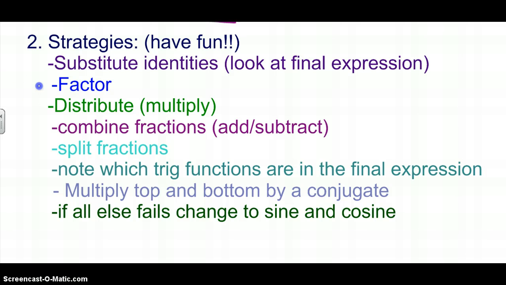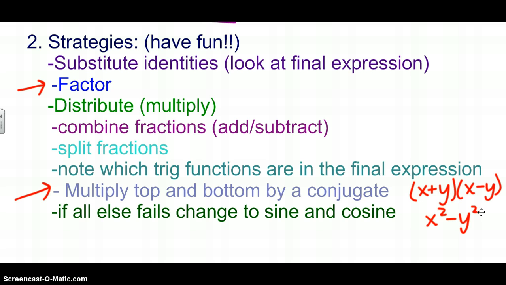Some things to point out, we also have included factoring. That might be helpful. And multiplying your top and bottom by a conjugate. Remember a conjugate, if I have x plus y, my conjugate that I would multiply by is x minus y. In multiplying by a conjugate, you are forcing a difference of squares to happen so that you get either x or y to drop out. Okay? If all else fails, change to sine and cosine.